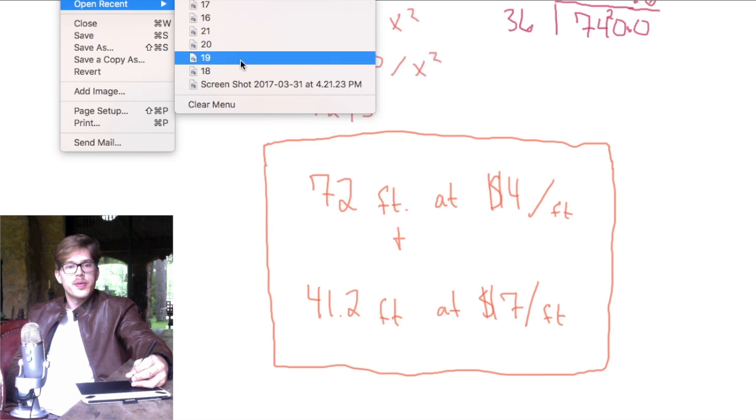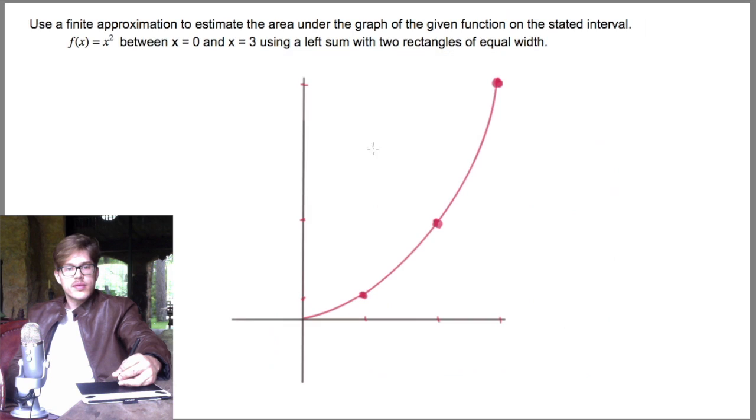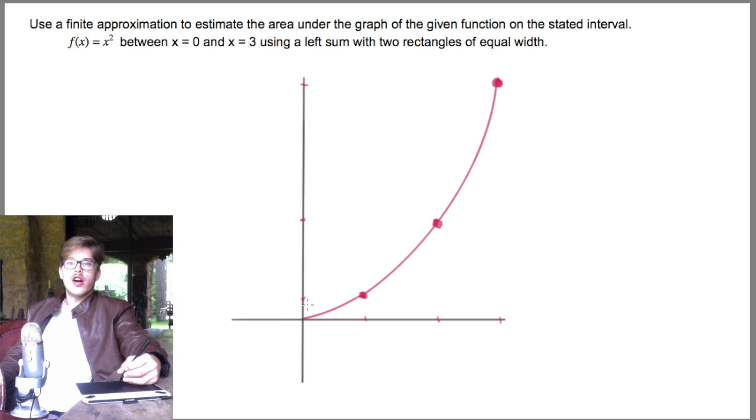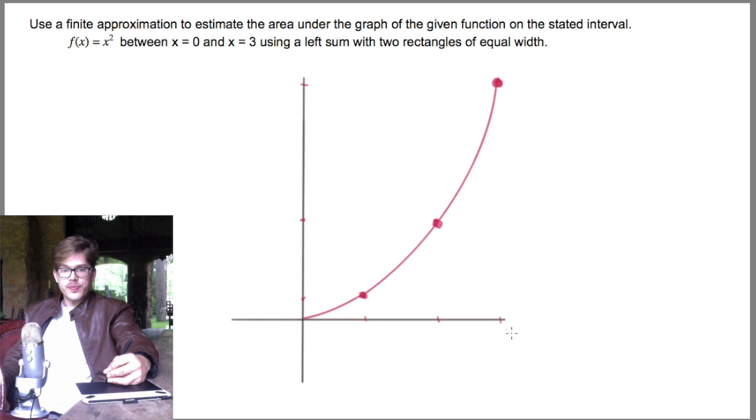Let's go to our next problem. Use a finite approximation to estimate the area under the graph of the given function on the stated interval. The function is f of x equals x squared, and the interval is from x equals 0 to x equals 3. Use the left sum with two rectangles of equal width. So we want to find the area under the curve from 0 to 3.